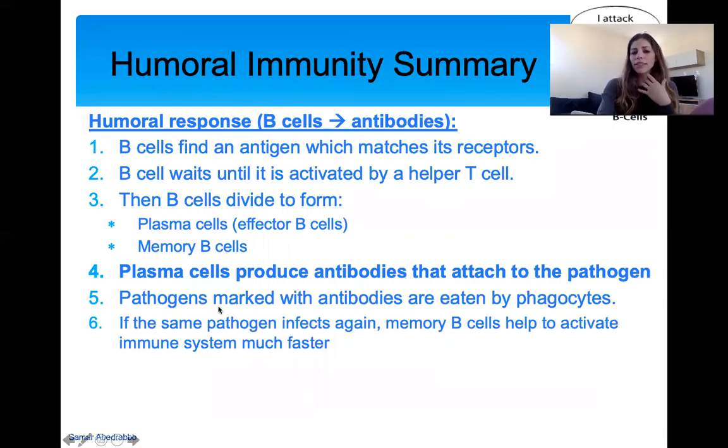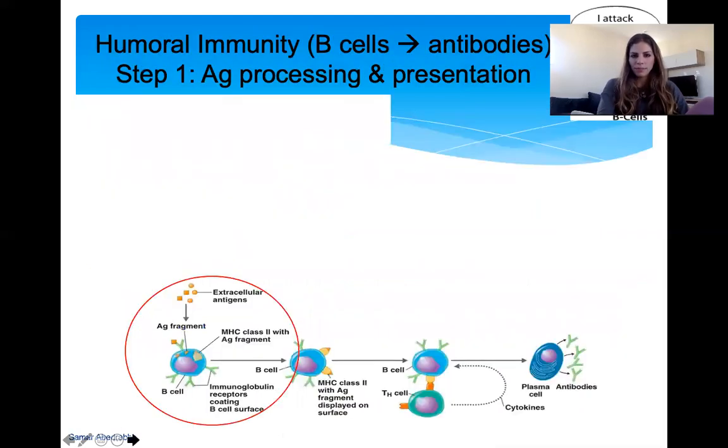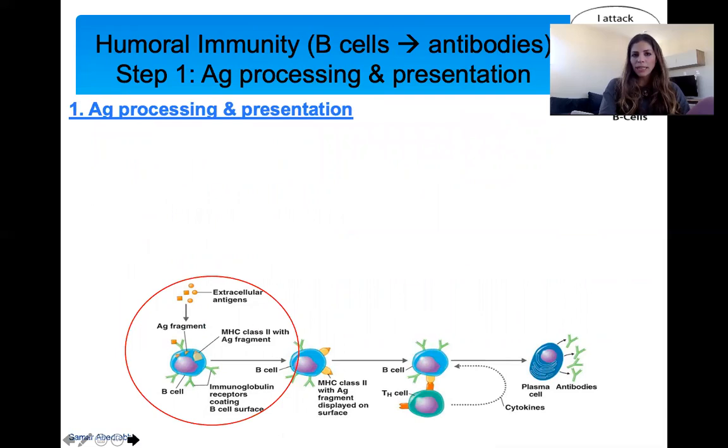And the plasma cells are very important, those specific effector B cells, because they produce antibodies that will attach to the pathogen and destroy it. We're going to talk about what antibodies do in a second, why they're a great thing. Pathogens marked with antibodies can be destroyed in many different ways, not just by phagocytes. And if the same pathogen infects again, memory B cells are there to help activate the immune system much faster. This is the same idea with vaccination. So the first step in humoral immunity, or in this whole immune system process, is antigen recognition, processing, and presentation.